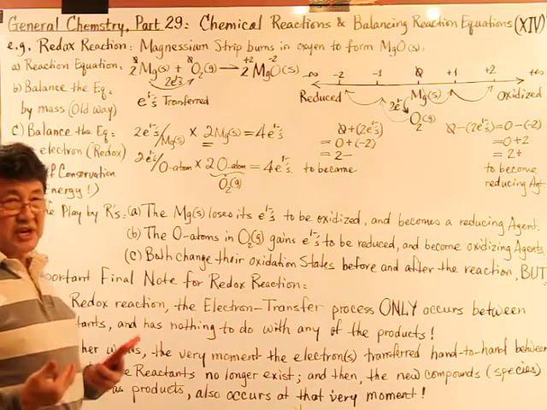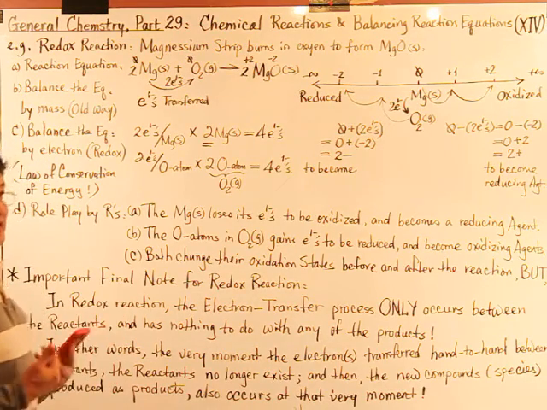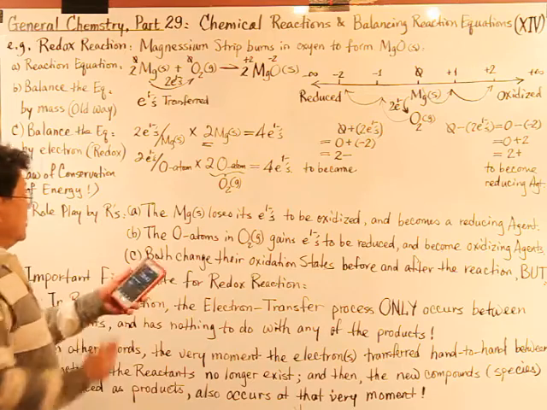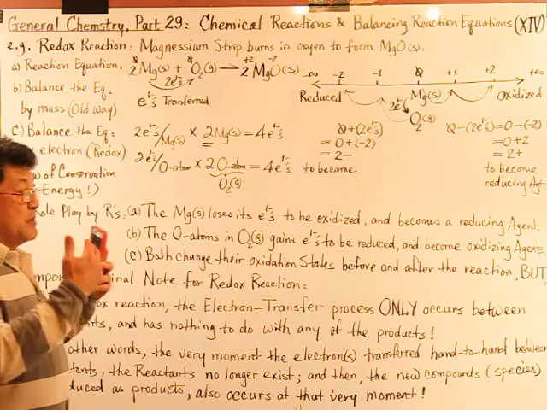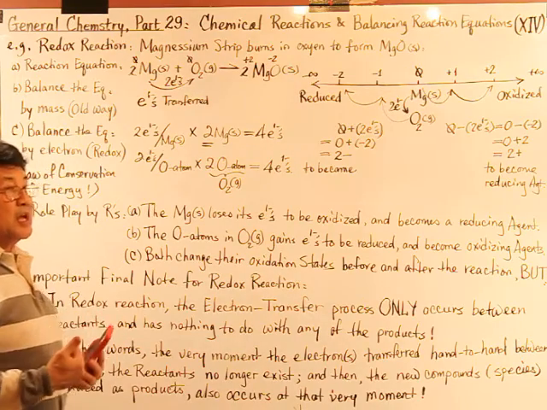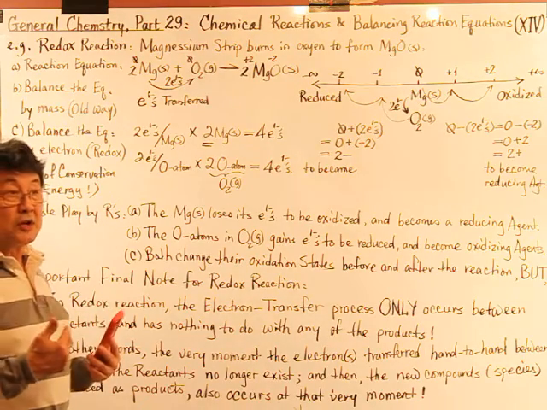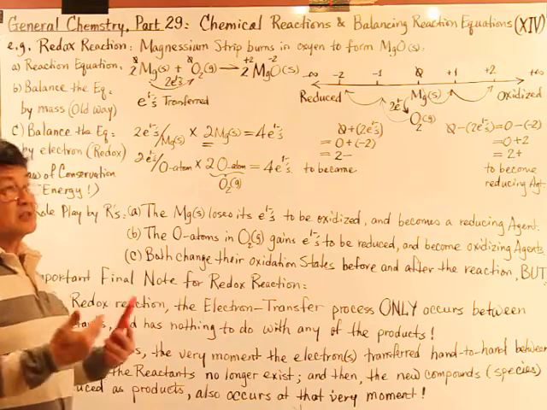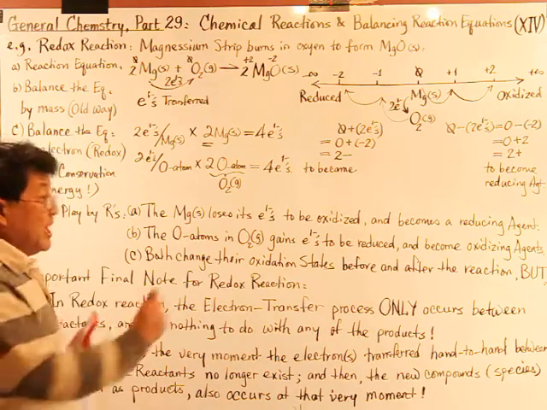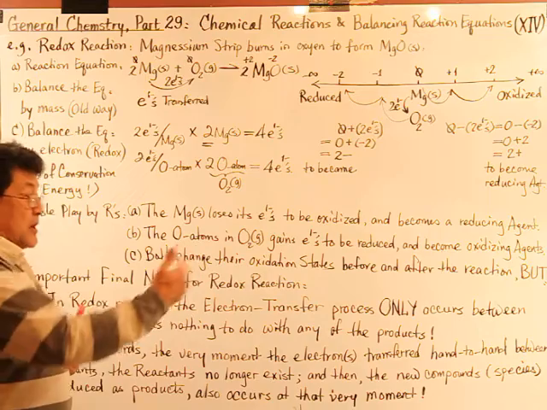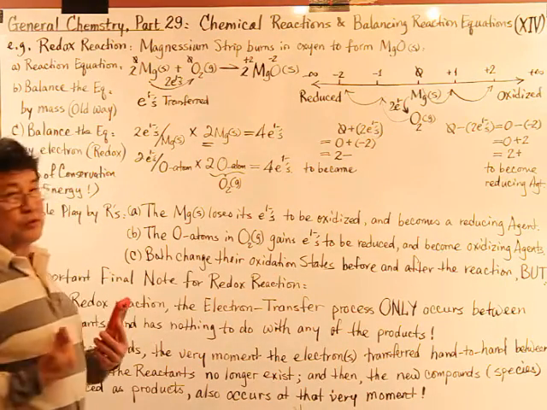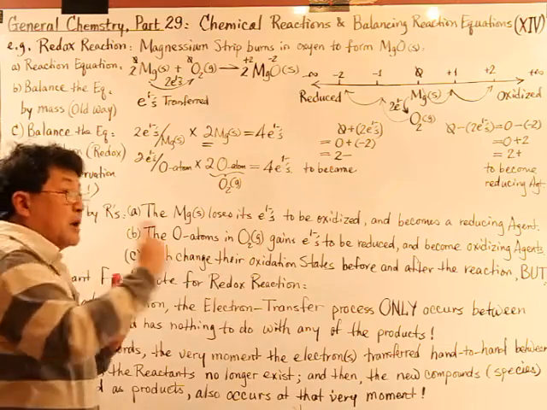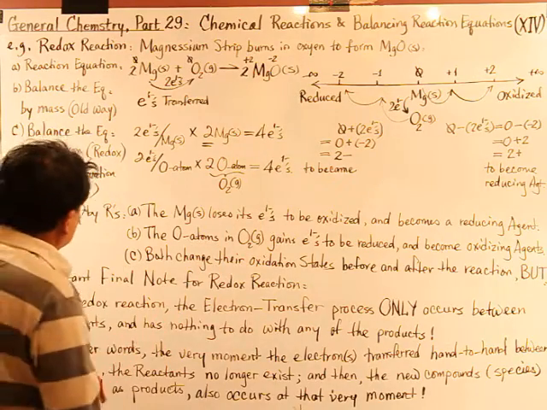is the oxygen atoms. They gain electrons from magnesium, so they are reduced. And at the same time, because it is being reduced, it becomes an oxidizing agent. Oxidizing who? Oxidizing the magnesium. So they have a kind of relationship: I become this and do that to you, and you do that to me and become that. That's the situation.